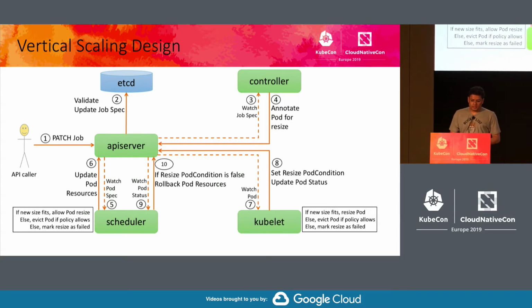However, if the kubelet said, no, I couldn't take this resize because there's no capacity, then the pod resize condition would be set to false, and the scheduler will roll back the resource update that it did in step 6. And at this point, the job controller will come and take a look at it and say, oh, they don't match. This is a failure. I'm going to come back later and try again when I might be more successful.